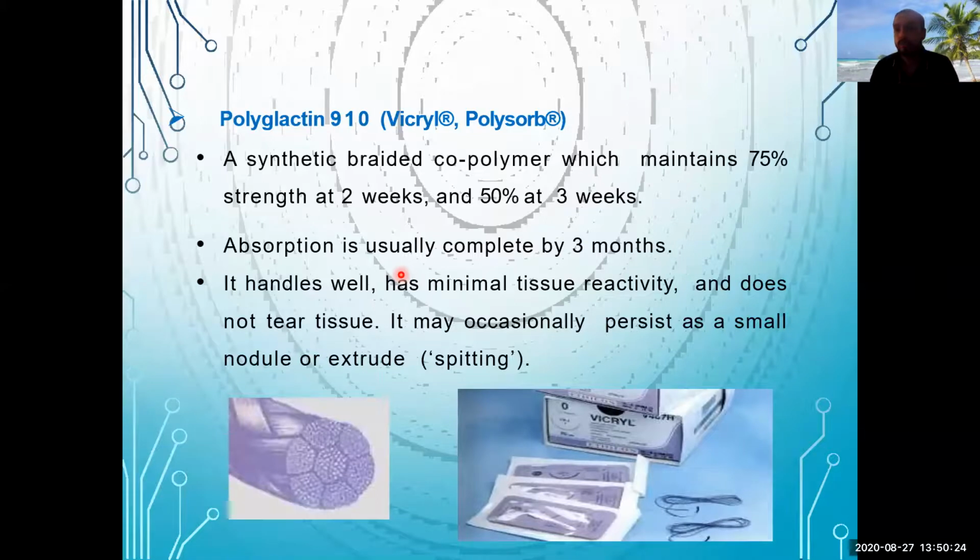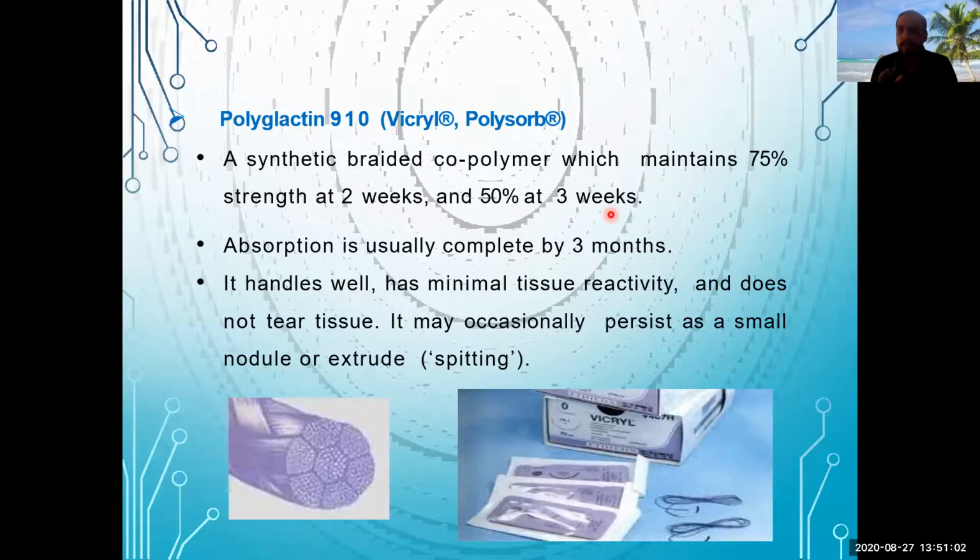Polyglactin, commonly known as Vicryl. We are mostly uttering the term Vicryl. So you can see this kind of name will be given on your suture material. This is a synthetic. Vicryl's composition is what? Polyglactin, a braided copolymer which maintains 75% of the strength up to 2 weeks, and then 50% up to 3 weeks. So by 3 weeks, it loses half of its strength.